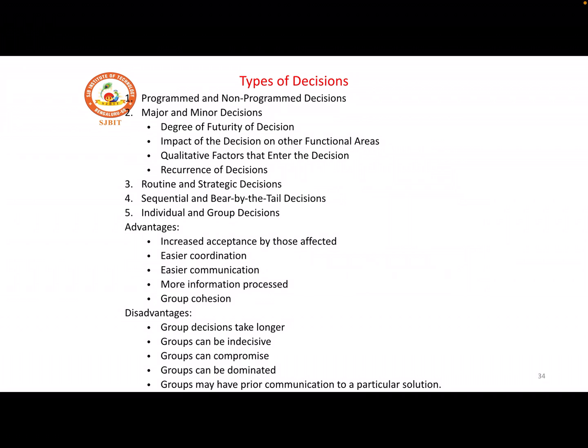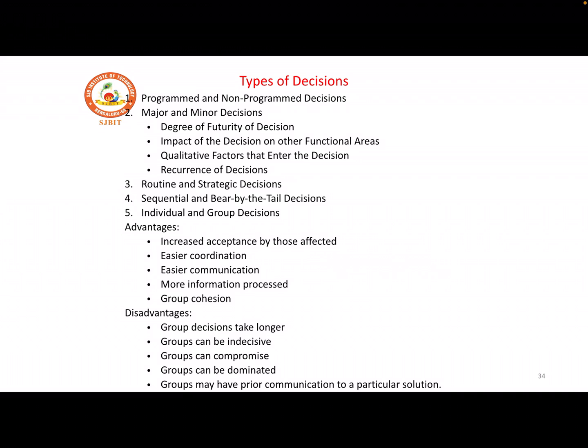Types of decisions: programmed and non-programmed decisions. Sometimes a few decisions are programmed. If you come across some problem, this is the decision you need to take. And some are non-programmed. Major and minor decisions. To start one more branch is a major decision. To procure some costly equipment, major decision. Minor decision, recruit some attender or a peon.